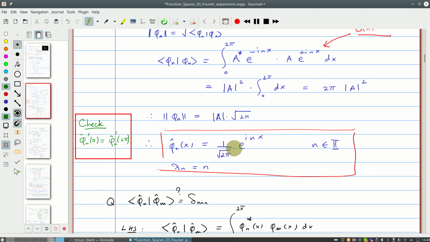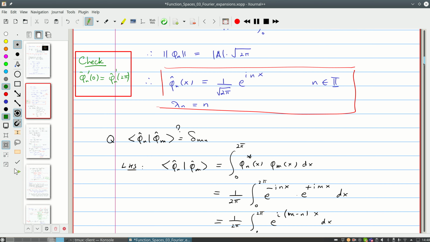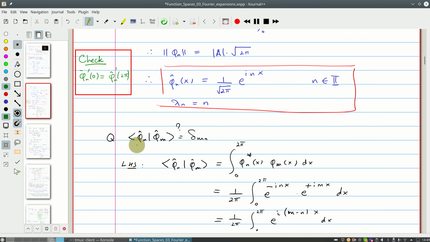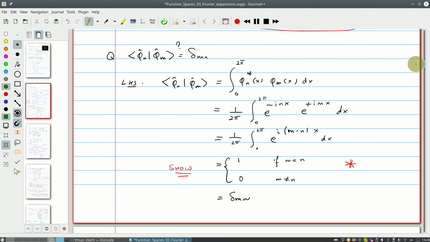Okay, so now we have our eigenfunctions, and we know that these eigenfunctions are special. So first of all, are they orthonormal? In other words, is the inner product of phi n with phi m equal to delta mn? And this is a simple proof. I'd like you to just try it out on your own, but it's also given here. Let's have a look at how this goes.